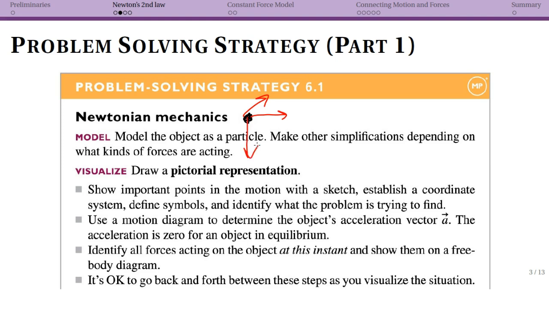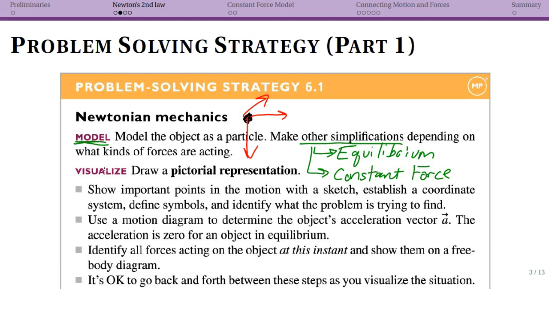Now then, it says make other simplifications. Note that we're in the model phase. So what might those other simplifications be? Well, that might be recognizing that we're in equilibrium, right? So that might be the model we're using. Another that we're going to talk about very soon is constant force. So part of modeling here is determining which of these two force models you can use. Other simplifications might involve flat surfaces and so on.